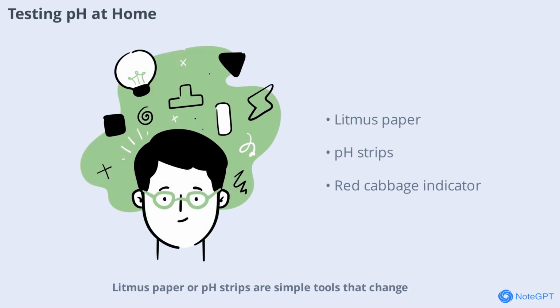Litmus paper or pH strips are simple tools that change color depending on the acidity or basicity of a solution. You can dip them into lemon juice, soap, or even tap water to see the results. Some science kits even let you make your own pH indicator using red cabbage juice. It's a fun way to explore chemistry and see the pH scale in action right in your kitchen.